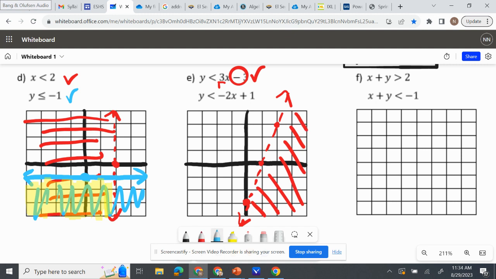For my second inequality, I see that my y-intercept is a positive 1. My slope is -2, so that would be -2 over 1. So I go down 2 to the right 1, down 2 to the right 1 again. This is a dashed line, and less than means that I shade below. My answer is where the two overlap. So where I see the red and the blue is going to be this little triangle area right here.